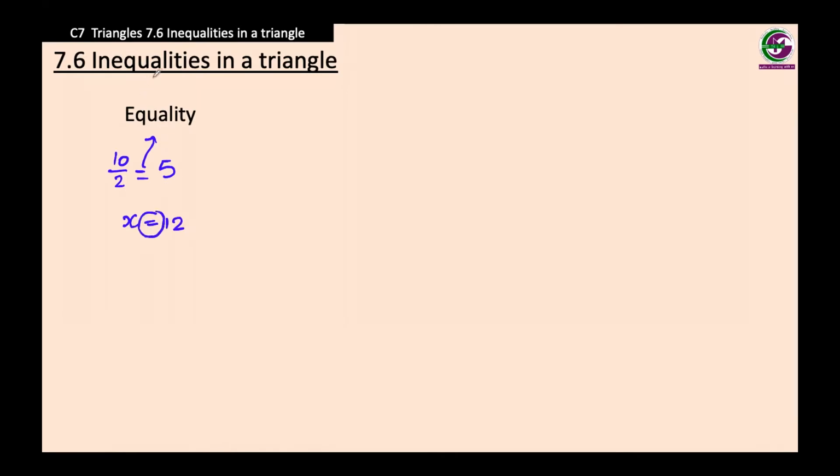Now let us see what is the meaning of inequality. Inequality means, I'll just give you an example, 10 divided by 2 is greater than 3. This is an inequality, which means it is not equal, but there is a comparison. Another example, x is less than -3. To write equality, we have only one way, that is just to write the equal sign. But to write inequality, we have 4 different signs.